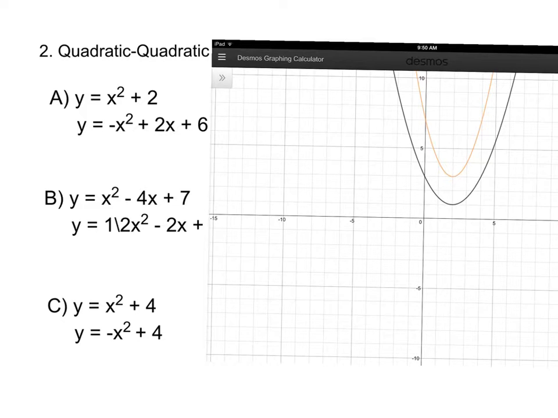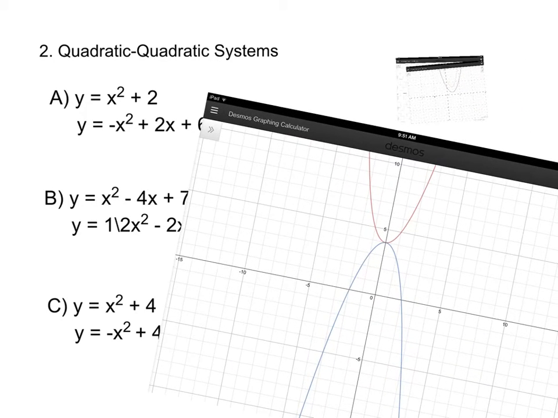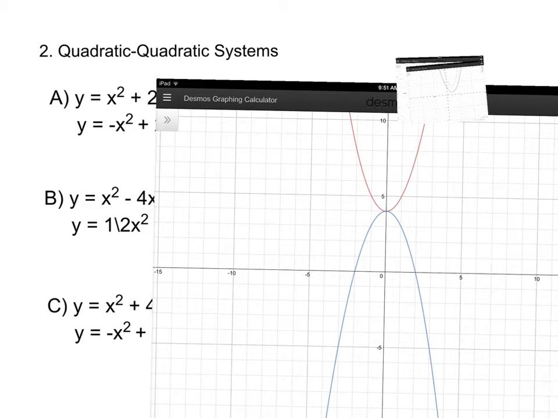And then the last one, x squared plus 4 and -x squared plus 4. That's this one. One's opening up, one's opening down, but they intersect just at one point. So 1 solution. And the one that I am not showing you here is an infinite number of solutions where the 2 equations are exactly the same, or one is a multiple of the other, right? If you take the equation and you multiply every term by a certain number, then it makes the same graph, as long as it's multiplying every term. So if they're exactly the same or one's a multiple of the other, then there'll be an infinite number of solutions.